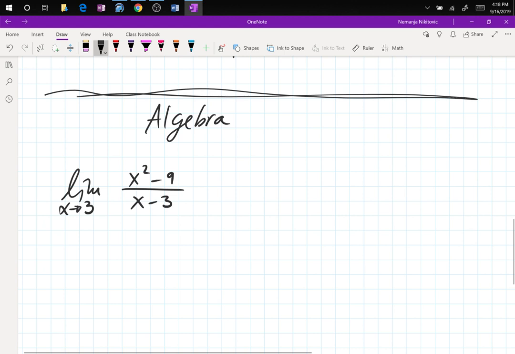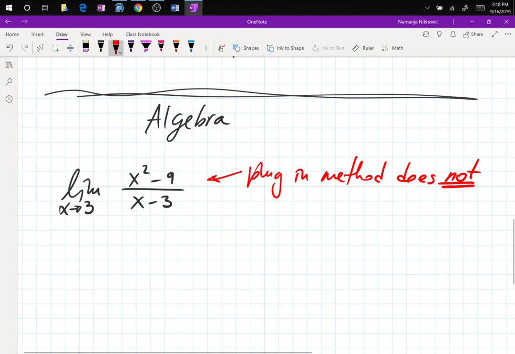So plug-in method, I'll write it in blood. Plug-in method does not work because 3 minus 3 equals 0 in the denominator. You also have the 0 in the numerator, so it's technically 0 divided by 0. But still, how much is 0 divided by 0?